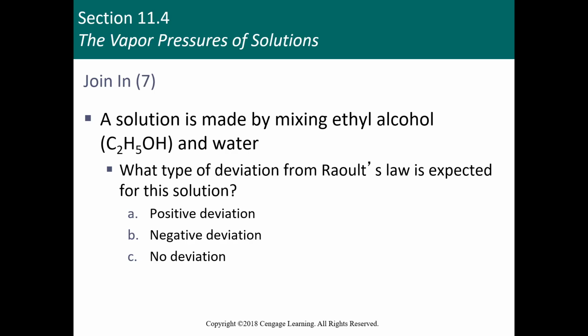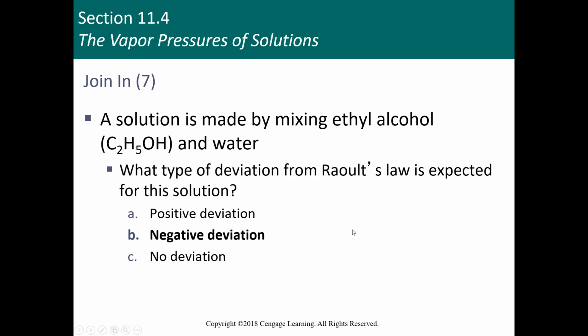A solution is made by mixing ethyl alcohol and water. What type of deviation from Raoult's law is expected for this solution? Well, hopefully when you look at these, you go, okay, these can make hydrogen bonding, but this isn't going to be quite as good at making hydrogen bonding as the water, will it? And so what you're going to see is this actually gives us a negative deviation from Raoult's law.